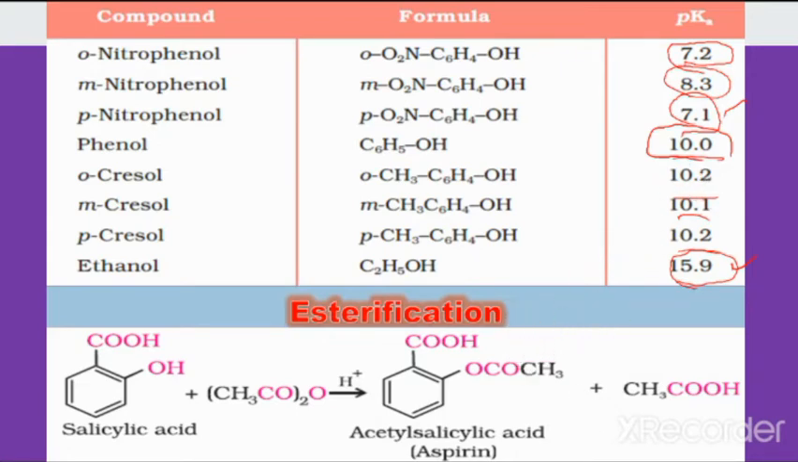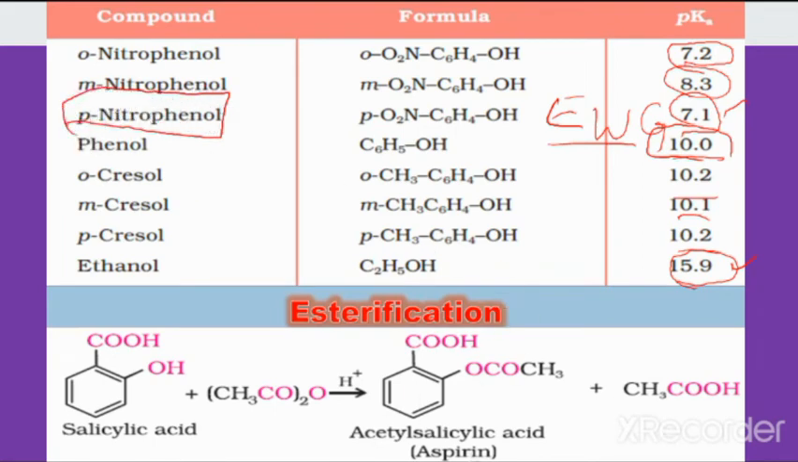phenolic compounds. If the phenolic compound has an electron withdrawing group at the para position, its acidic nature is greater. Because of this reason only, the paranitrophenol has the more acidic nature.